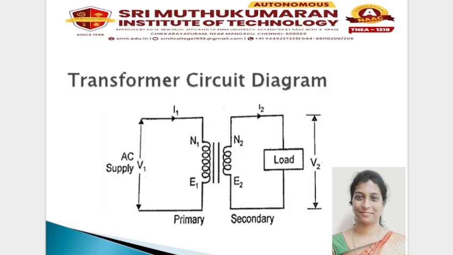This is the transformer circuit diagram. The transformer consists of two electrically isolated windings placed on a common magnetic core. The core ensures that most of the magnetic flux produced by the primary winding links the secondary winding. The electrical isolation improves safety and noise reduction.